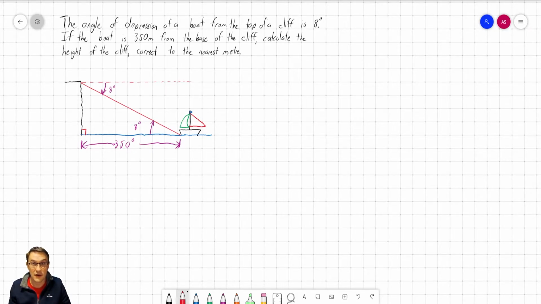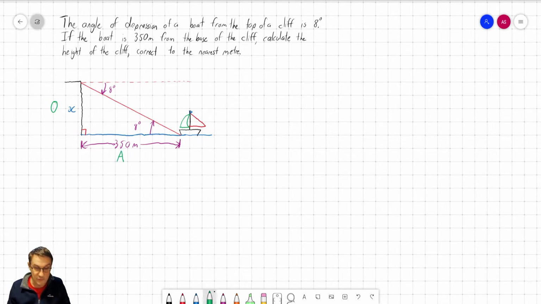So what we're asked to find is the height of the cliff. So this here, let's call it X. That's what we need to find out here. So as we go about that, we need to work out the height of that cliff. Based on the information we have, we can see that we've got an angle of 8 degrees. Across from that angle, we've got X. That's going to be our opposite. And then the 350 meters, which we've got here, that's going to be our adjacent side.